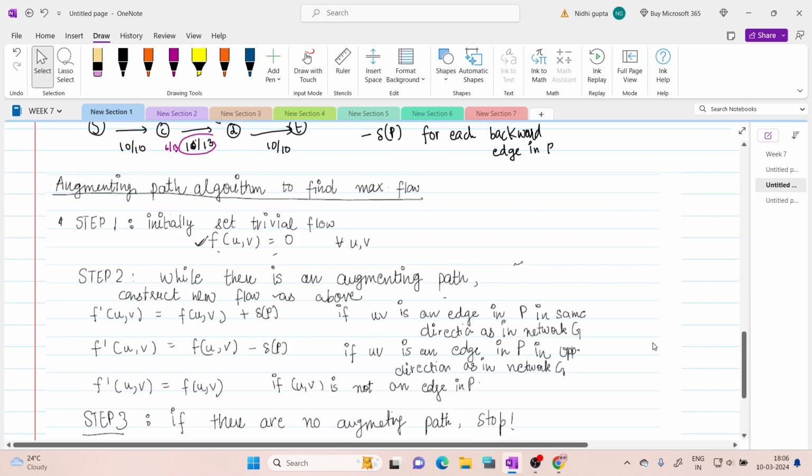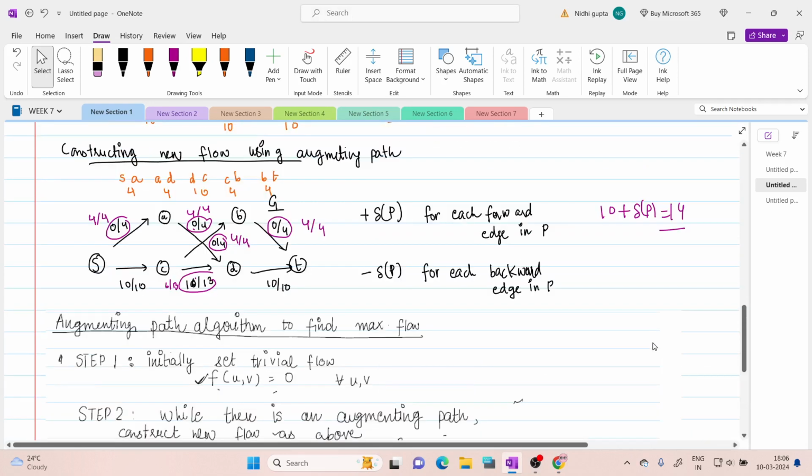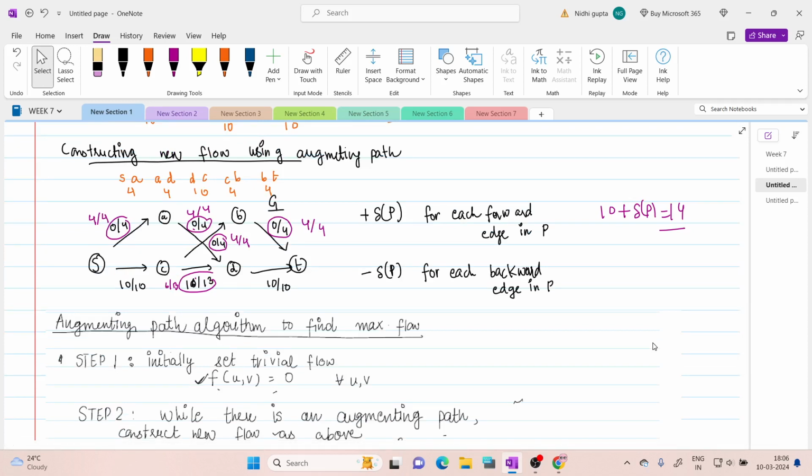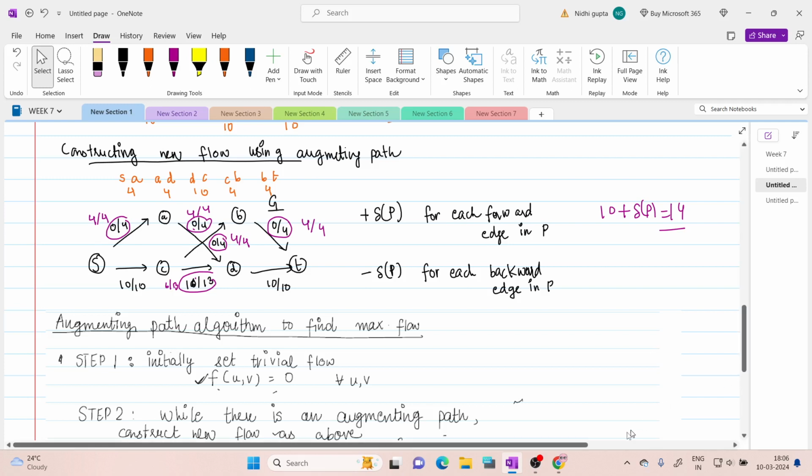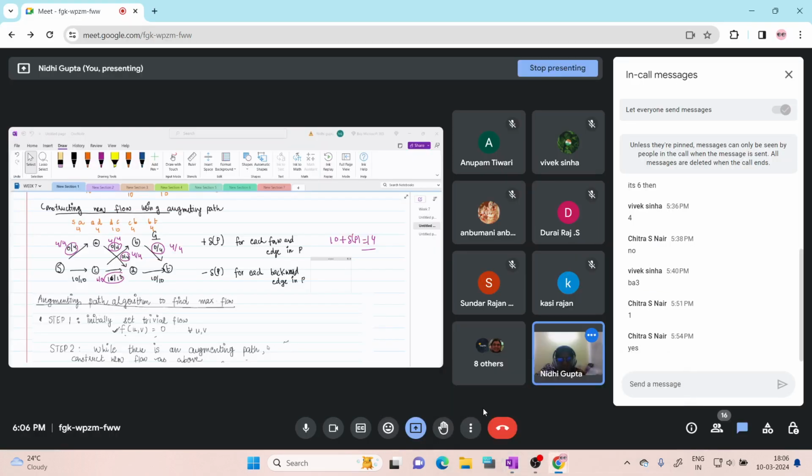In my example we were already starting with a flow, but in general, if we have to find the maximum flow, we can take the trivial flow, where all the flow values are 0, and apply this algorithm and keep on applying it until we get to a residual flow in which there is no augmenting path. If for a given flow f the residual flow has no augmenting path, then we can claim that flow is the maximum flow. Is it clear?